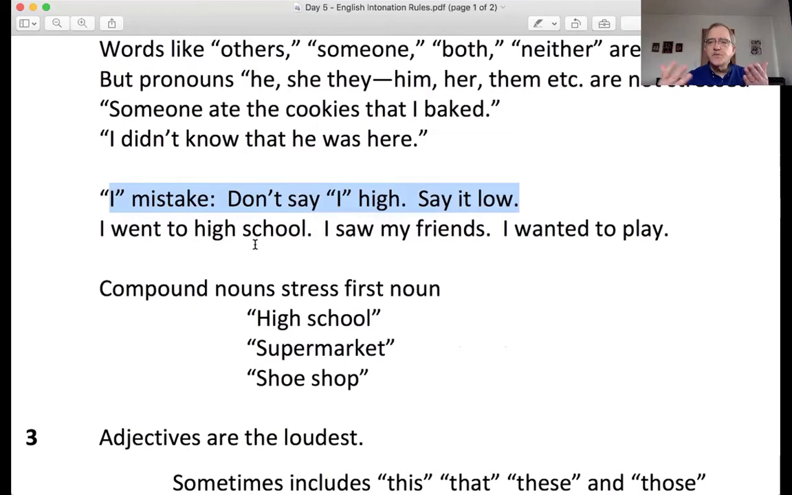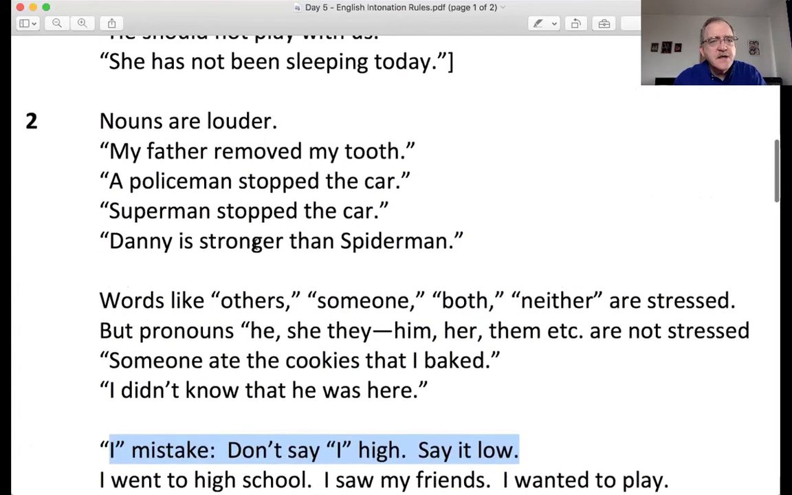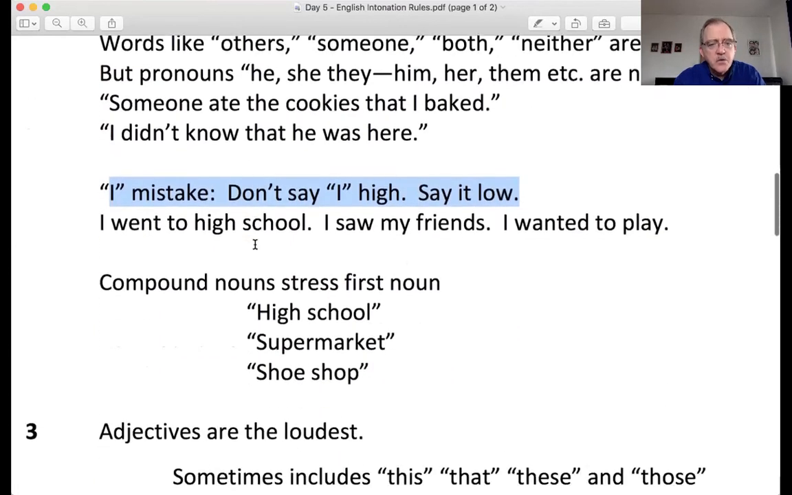Let's practice. Will you please repeat after me? I went to high school. Can you hear that? Repeat after me. I went to high school. I saw my friends. I wanted to play. Now let's say it all. I went to high school. I saw my friends. I wanted to play. Okay? Now that is the nouns are louder rule.